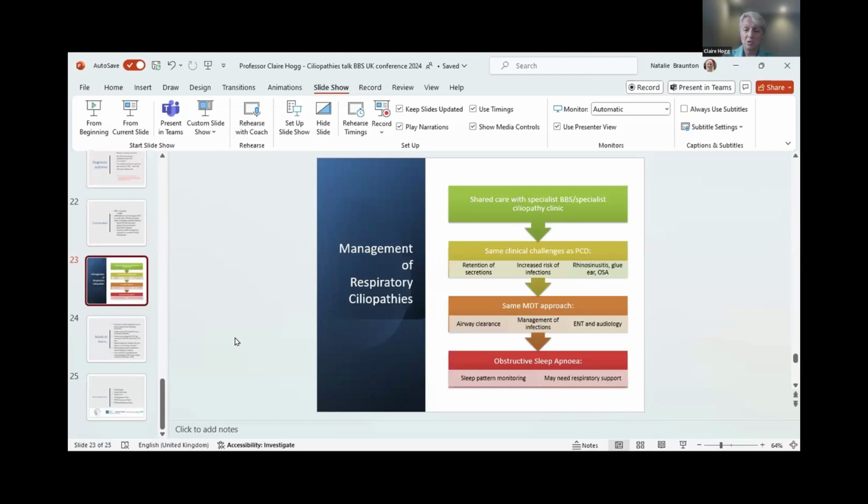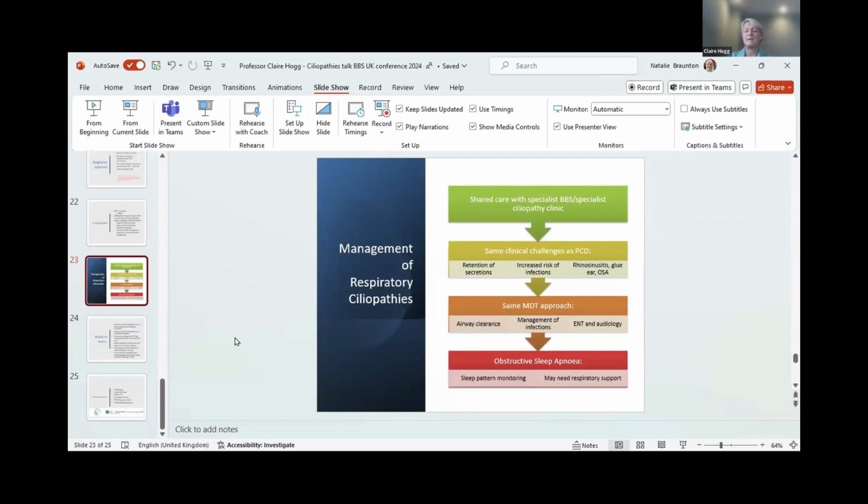And more common, if they have a primary ciliopathy, is obstructive sleep apnea, and that's partly because of the rhinitis and nasal congestion, but also the coexistent obesity in many patients with primary ciliopathies, which in itself can be a cause of obstructive sleep apnea. And so lots of patients would be referred for sleep studies, and do they need some form of non-invasive ventilation, so a mask ventilator that just helps overcome their obstructive sleep apnea.